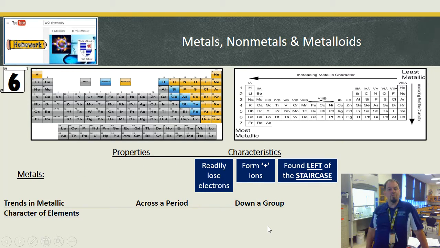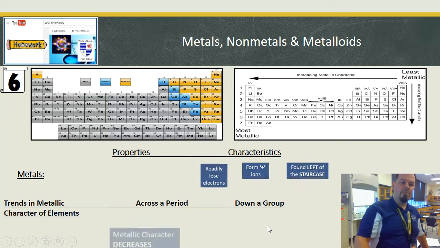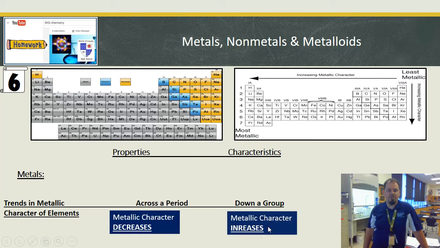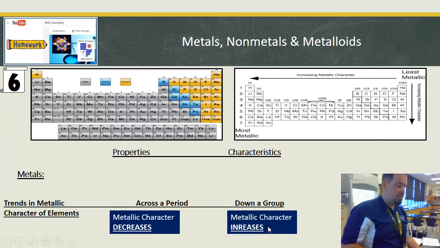Metals readily lose electrons to form positive ions. They are found left of the staircase. Metallic character trends: as I go across the period from left to right, I will decrease in metallic character. So that's what that means.